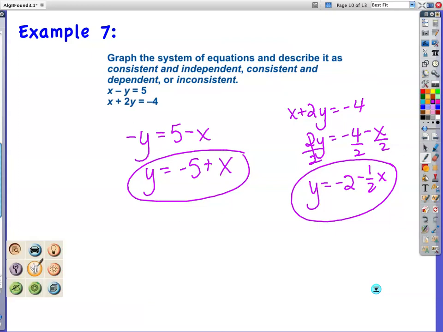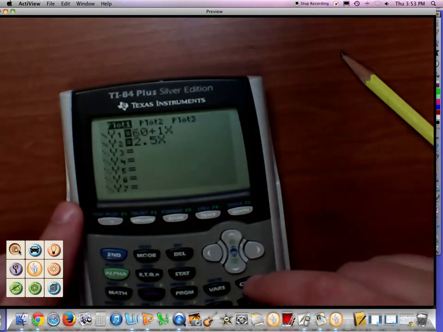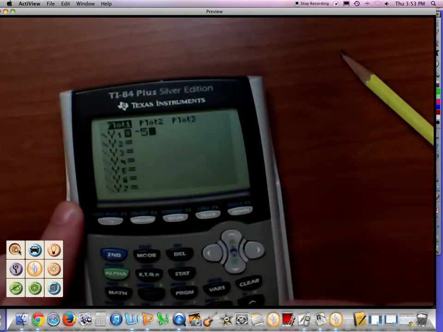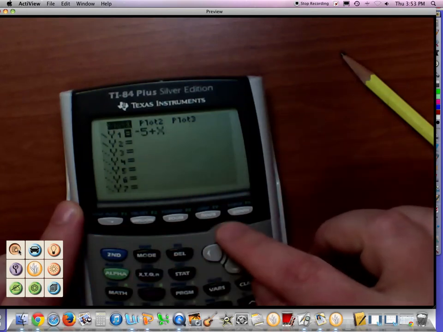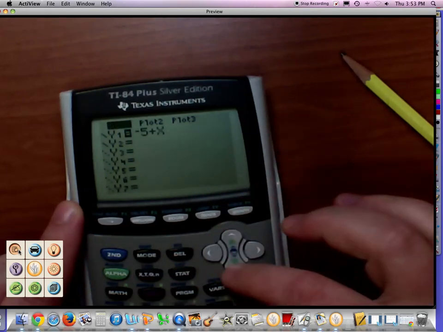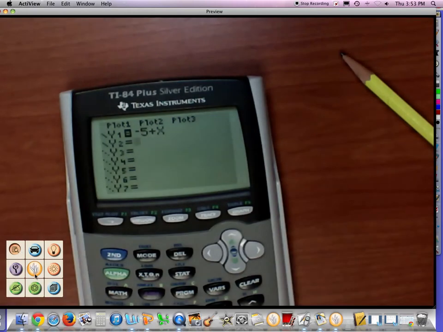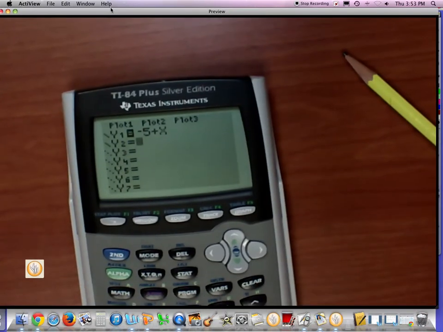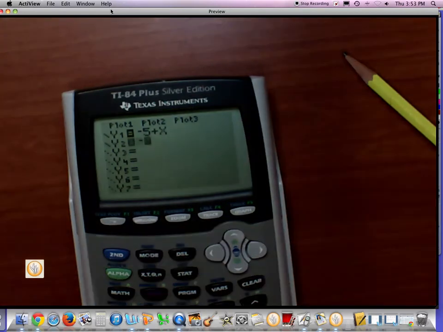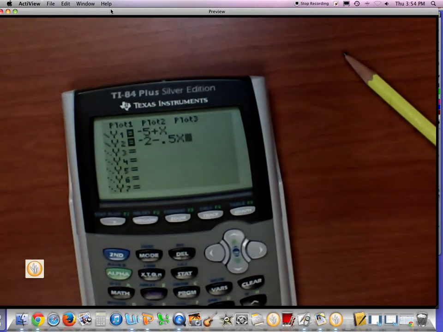Negative 5 plus x. I can only remember one at a time. Negative 5 plus x. Of course, this is like my fourth example here, but plot 1 should actually be off there. All right, make sure it's negative and not a subtraction sign. And the other one is negative 2 minus 1/2 x. Negative 2 minus 1/2 x. Look what I did. I did the 0.5.